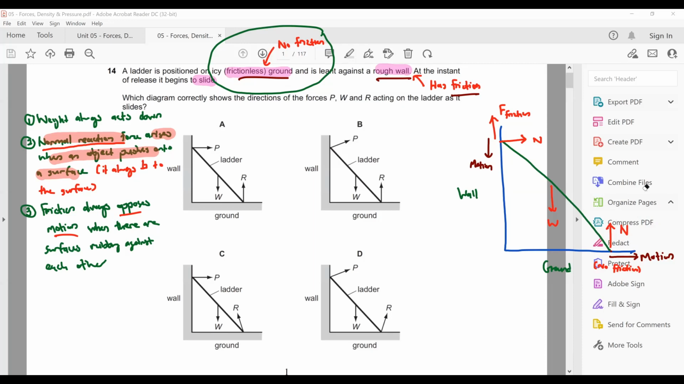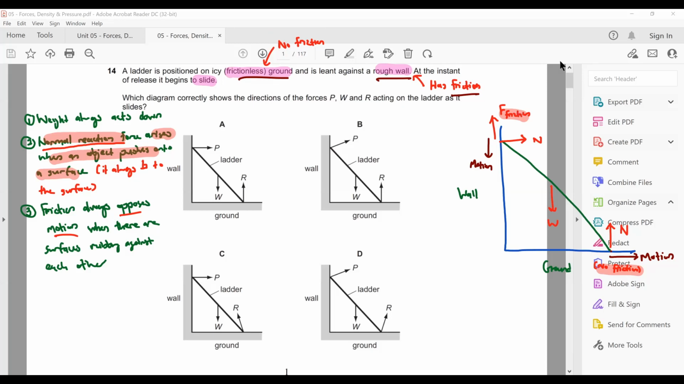Yes, sir. Yeah, okay. So when you want to identify whether there's friction, you just look at the motion of the object. Where is it going? And then once you identify where it is going, you know that friction must always oppose the motion. It will be acting in the opposite direction. So that's why here I can come to this conclusion that friction is acting upwards, and then this one has no friction in the first place because it's a frictionless ground.